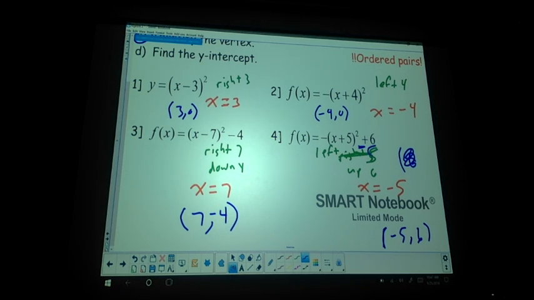Negative 5 in there, right? So left 5, so negative 5, 6. And then find the Y-intercept.